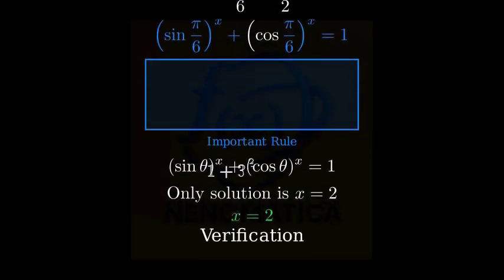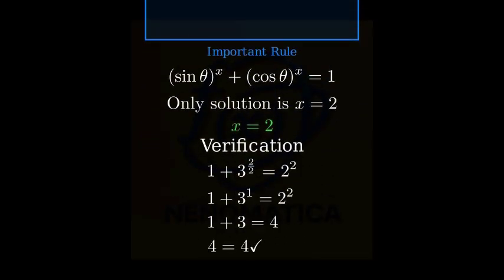Let's verify our solution by substituting x equals 2 back into the original equation. On the left side, we have 1 plus 3 to the power of 2 over 2, which is 1 plus 3 to the power of 1, which equals 1 plus 3, which is 4. On the right side, we have 2 to the power of 2, which is 4. Since both sides equal 4, our solution x equals 2 is correct.